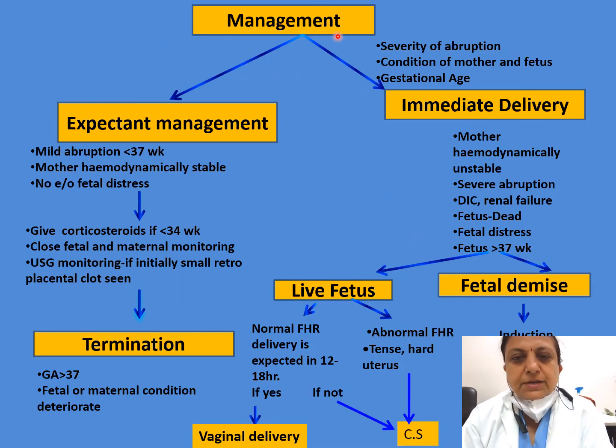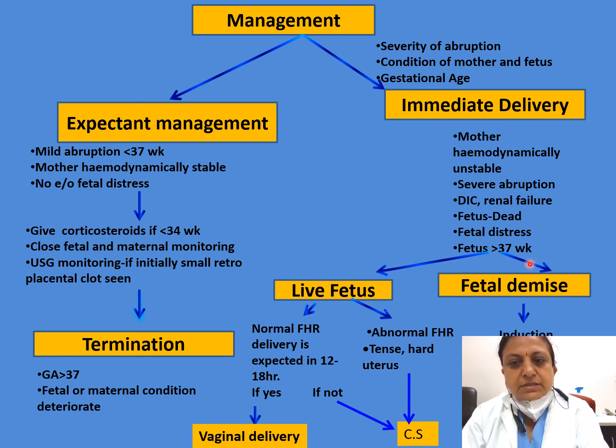Now let us see the management. Severity of the abruptio, condition of the mother and the fetus, and the gestational age: these 3 factors determine the management, whether immediate or expectant management is required. In the immediate management, the mother is hemodynamically unstable, severe abruption is there, the patient has developed complications like DIC, renal failure, the fetus is dead or there is fetal distress, and the fetal gestation is more than 37 weeks. So in this category, immediate delivery is required.